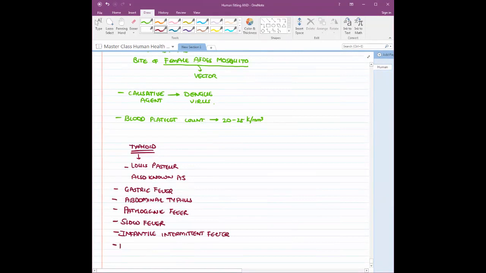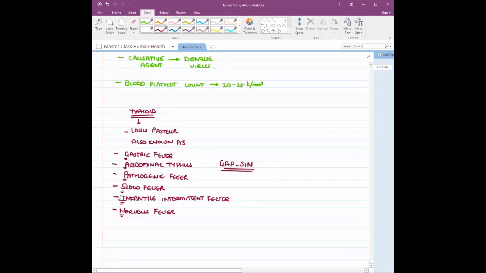And lastly, we also call this thing nervous fever, guys. So these are all the different names that are available for typhoid. You need to remember this. How do I remember this? I remember this as GAP SIN: gastric fever, abdominal typhus, pathogenic fever, slow fever, infantile intermittent fever, nervous fever.